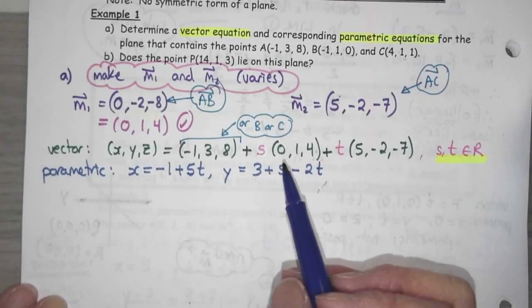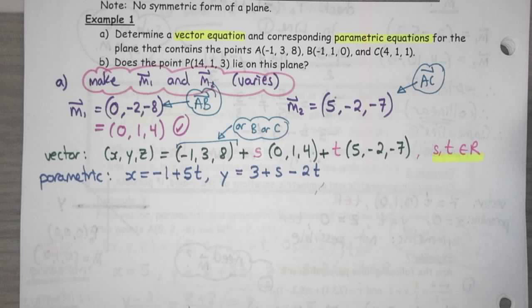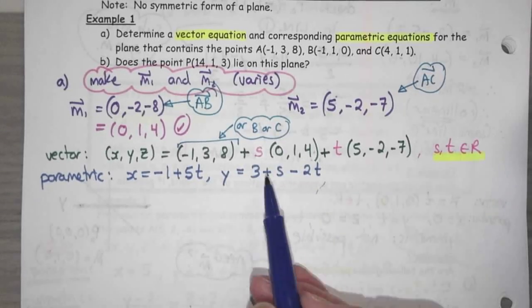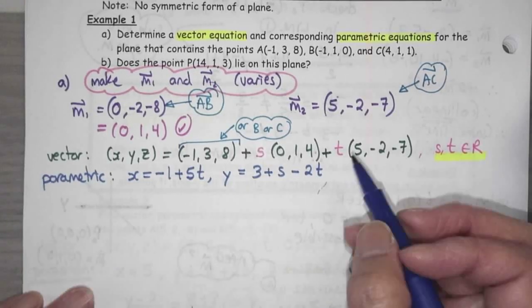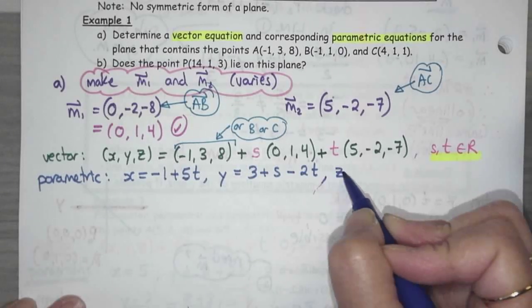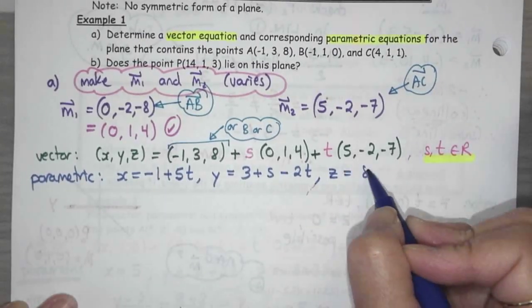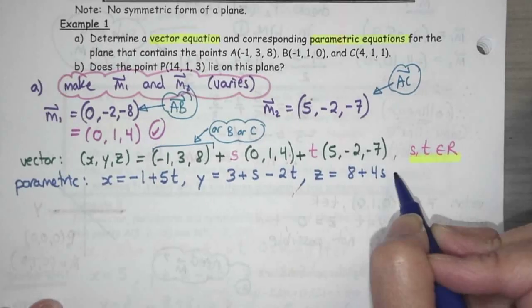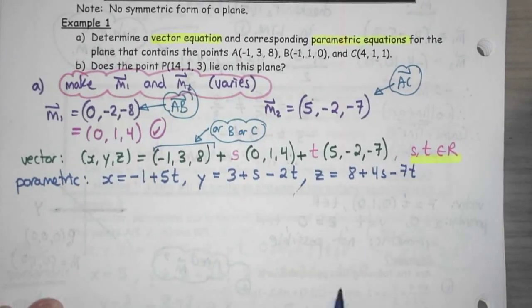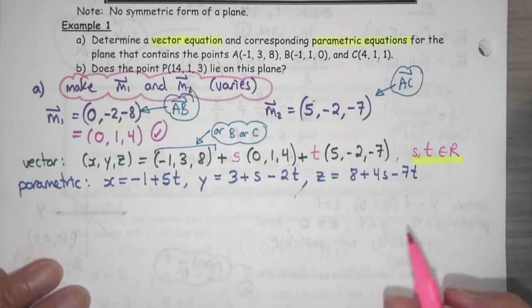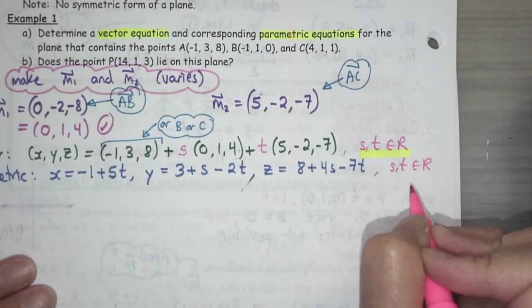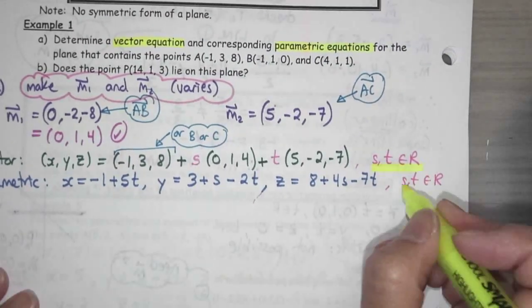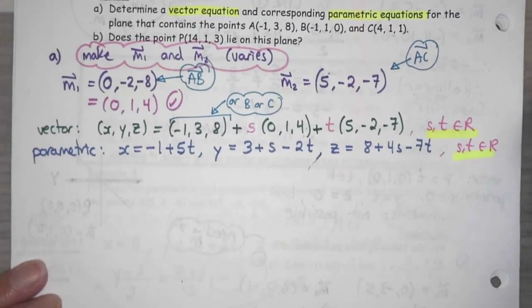And again, I shouldn't have to say this, but don't go between lowercase and uppercase. s and t are lowercase, which is usually what we use. We don't usually go uppercase, lowercase, same with the x, y, zs. Next one, z is 8 plus 4s minus 7t. And yes, because I have an s and t in my parametric, you do have to put s, t are elements of the real numbers. That's stated each time we mention s and t.